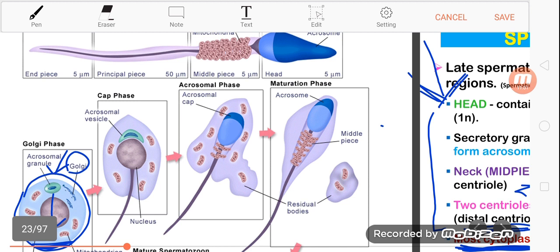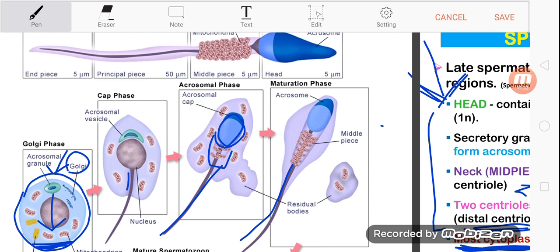Okay, and then there is a pair, right? One centriole, the proximal, the most proximal, means really near to the nucleus. That proximal centriole will become the neck of the sperm, which assembles together the mitochondria. The most distal centriole will form the flagella. So you can see here, we already have the tail. This distal centriole will form the flagella or the tail of the sperm.